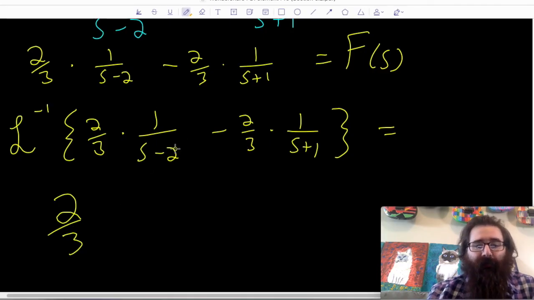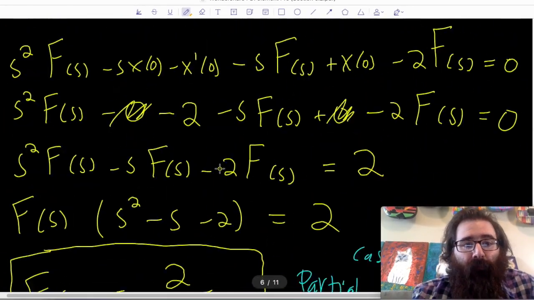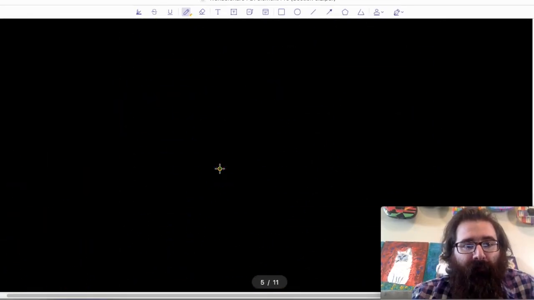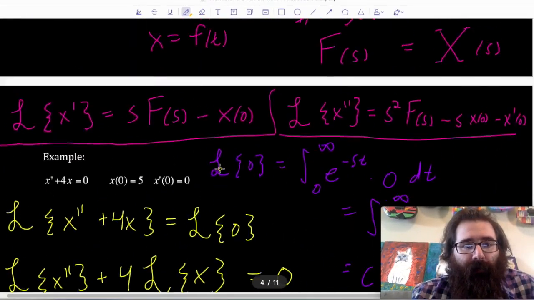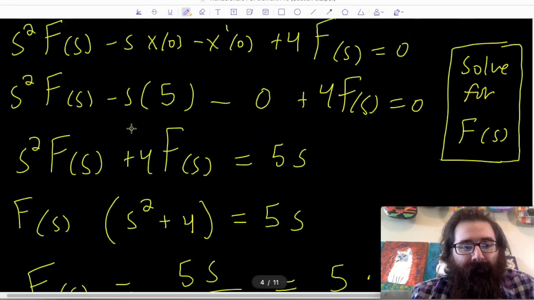What is the inverse Laplace transformation of 1 over s minus 2? Well, maybe you remember this one, maybe you don't. It's going to be e to the 2t. And this is that 1 over s minus a form. Let's go to our table. Where was the table? It's all the way back here. e to the at, 1 over s minus a, maps us back to e to the at.